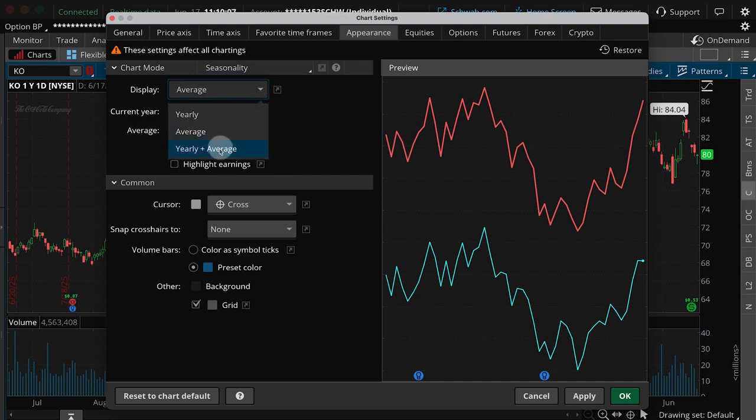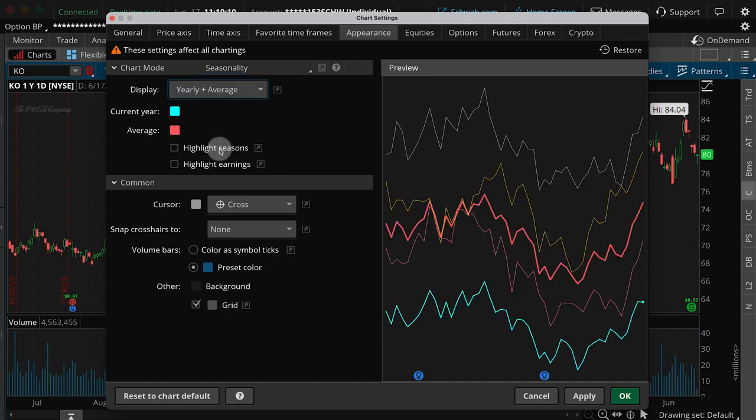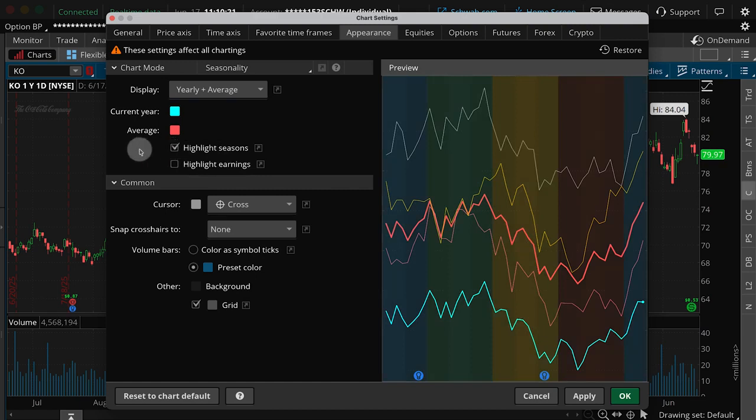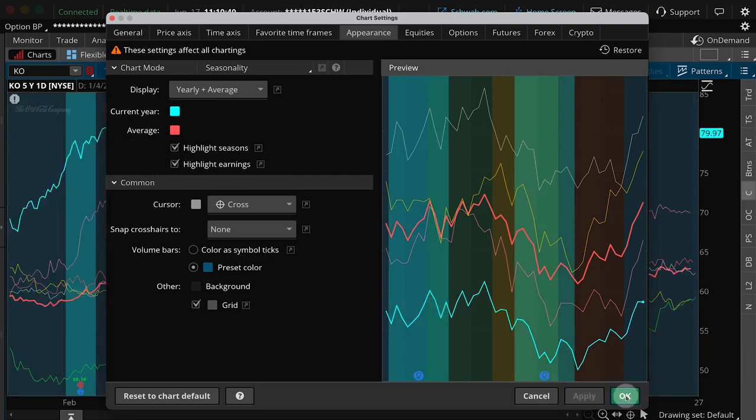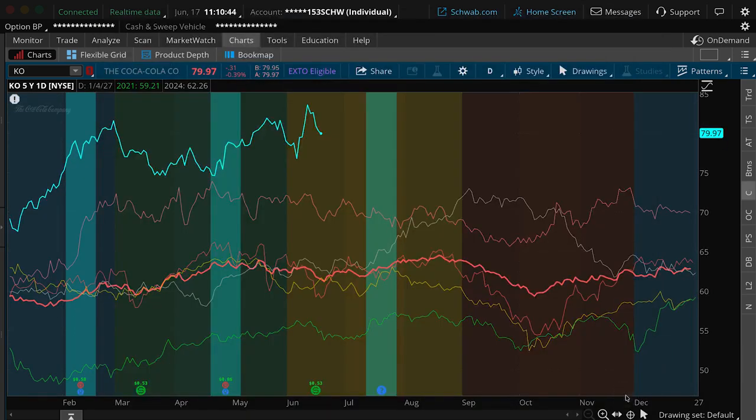clicking Yearly plus Average. Next, we'll divide the chart into 4 seasons by selecting Highlight Seasons. We'll also display earnings announcements by selecting Highlight Earnings. I'll select Apply and OK. Here's the chart. We'll use Coca-Cola as our guinea pig. As always, these examples aren't a recommendation.